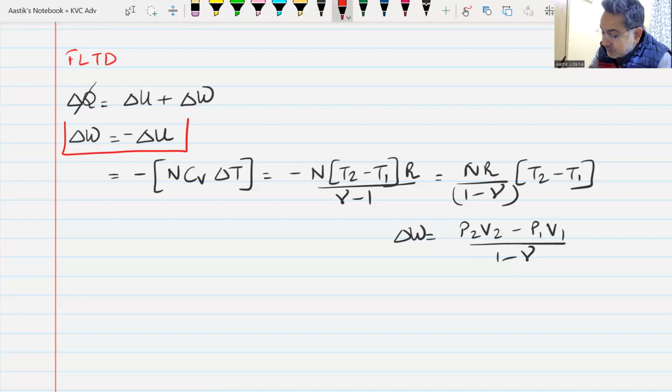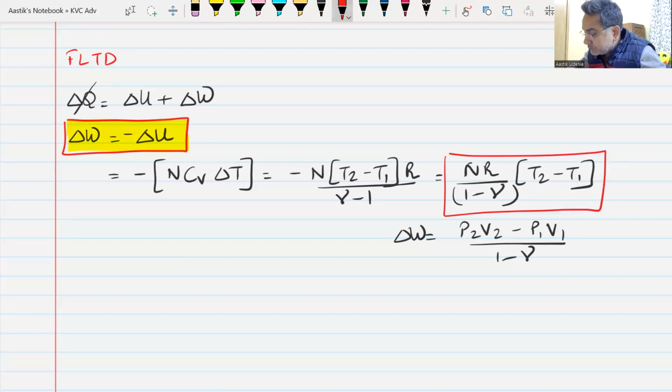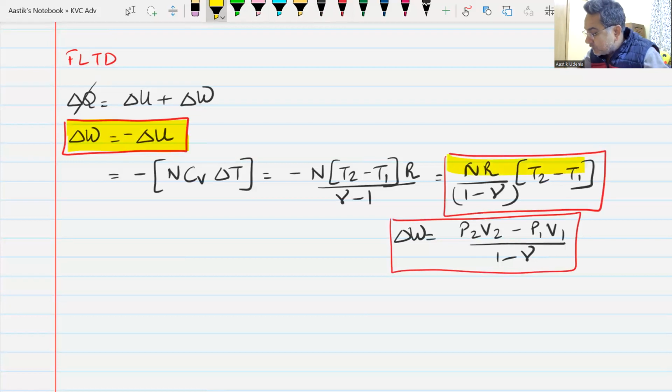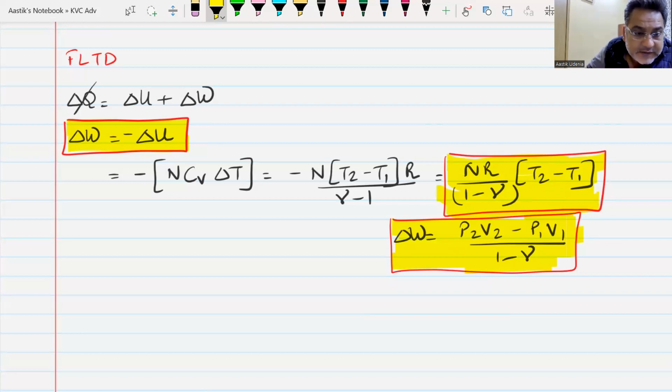Basically, if you just remember that delta W is equal to negative of delta U, you would be able to get to either this form or this one. Do we understand this? All these forms are derived from the same thing. Yes, sir. This is the first law of thermodynamics applied to an adiabatic process. I hope you understand this. I'll give you a minute to note it down.